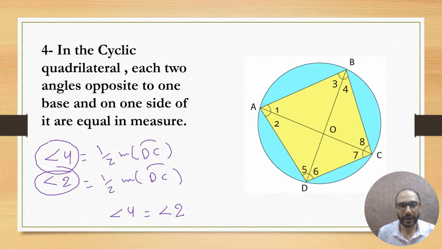So in this way, we can prove that ABCD is a cyclic quadrilateral if you find that the measure of angle 2 is 50 degrees, as an example, and the measure of angle 4 is also 50 degrees. They are opposite to one base, which is DC, and they are on the same side of this base, both above the line. That means there is a certain arc here, and they are both equal to half the measure of this arc. And of course, if there is an arc, it means there is a circle passing through the vertices of this quadrilateral.